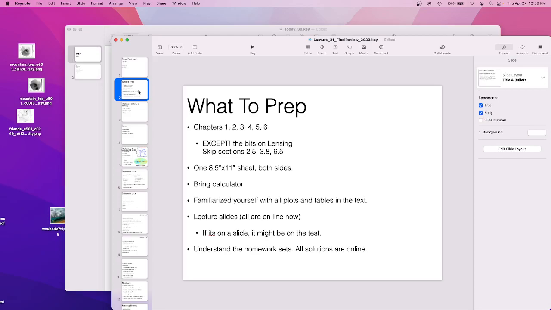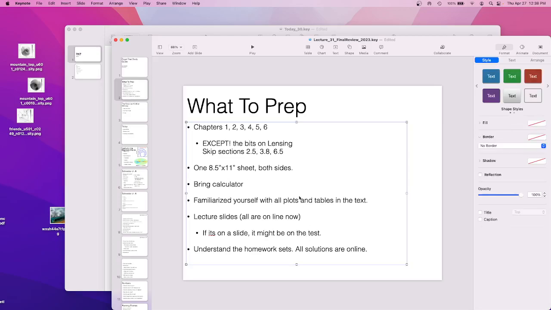Okay, so the first 6 chapters. Don't read the lensing bits because I'm not covering lensing. No lensing will be on the final. One 8.5 by 11 sheet, both sides, bring a calculator. All the plots and tables in the text.